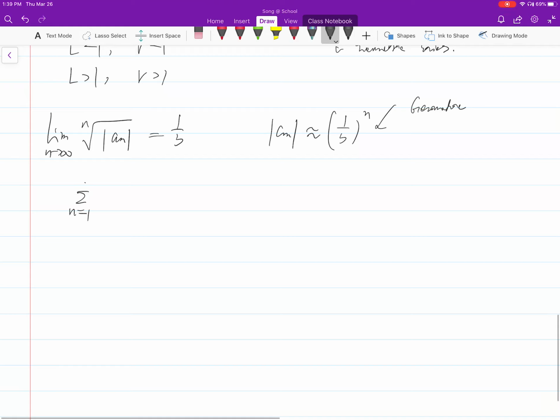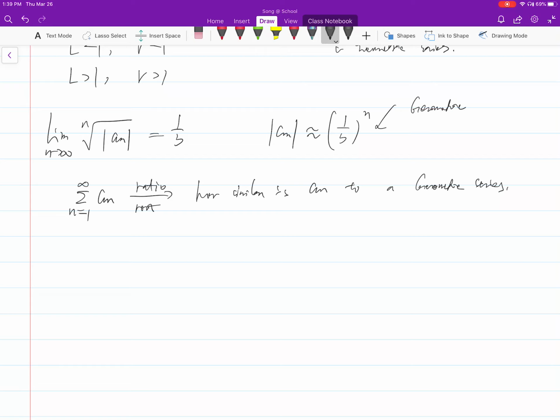So if you have something like that, you either do a ratio test or you do a root test. But what you really check is how similar an is to a geometric series. If you find them to be similar, you are going to have this L. This L is actually just the common ratio. Then of course you check if it's less than 1 or bigger than 1, and you will be able to say it's convergent or divergent. That's what we're trying to do with the ratio test and the root test.